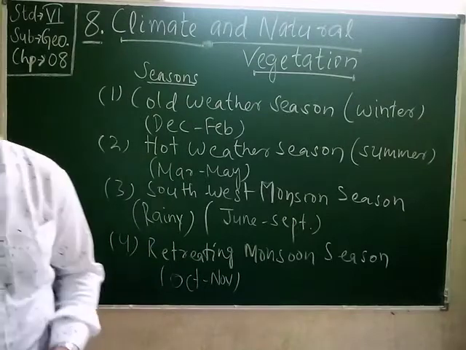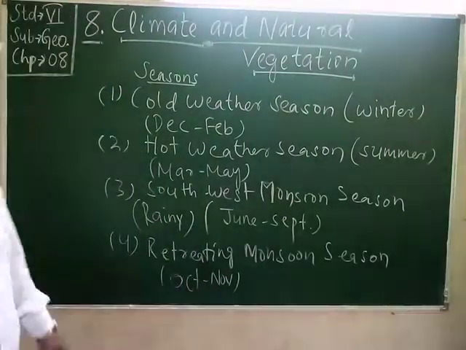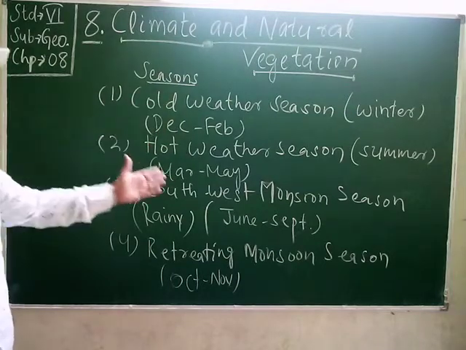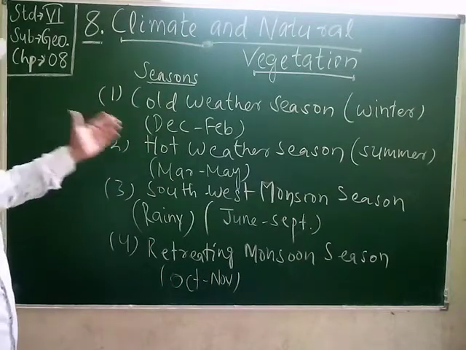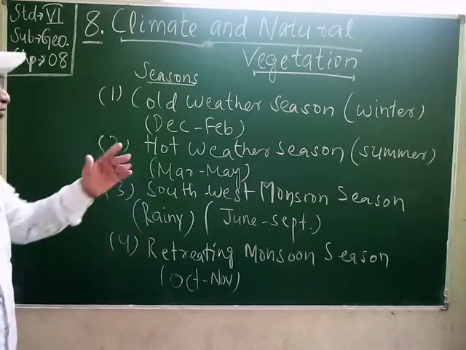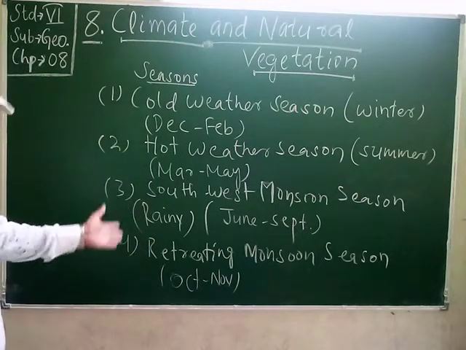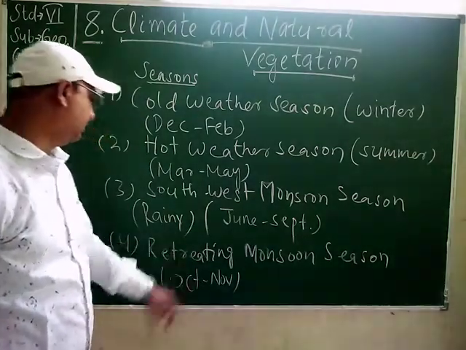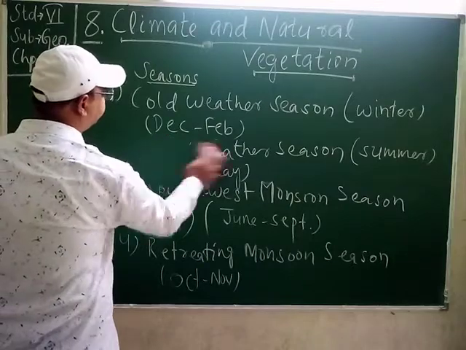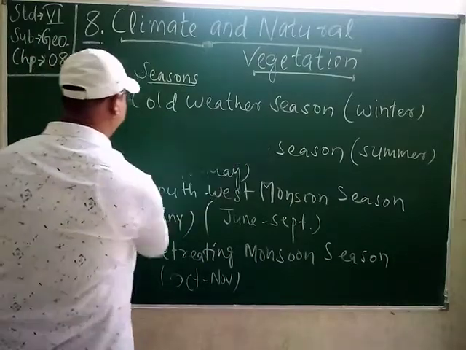Students, now we will study them in detail. Just have a look at the board. Cold weather season, that is the winter season, starts from December to February. Hot weather season is the summer season, it starts from March to May. The southwest monsoon season, that is June to September, is obviously known as rainy season. Then the last one is the retreating monsoon season. So the first one we study is the winter season.